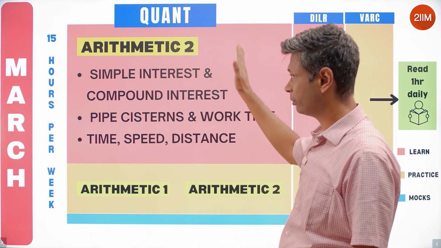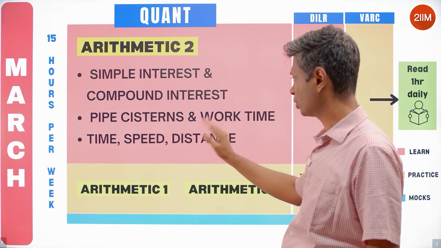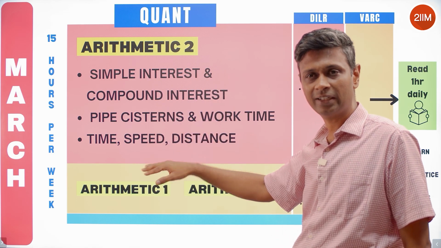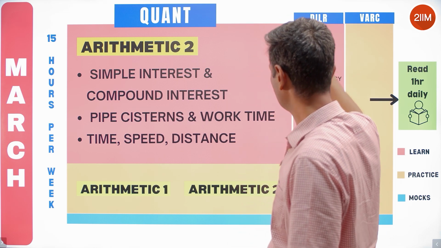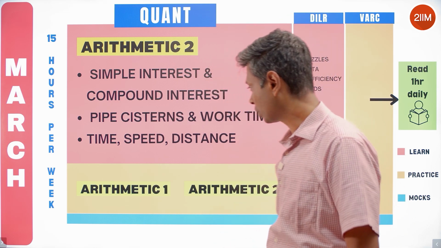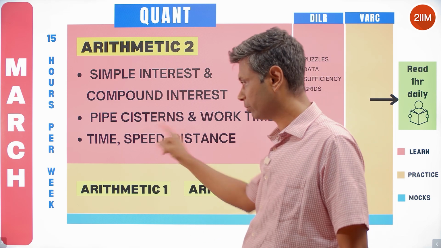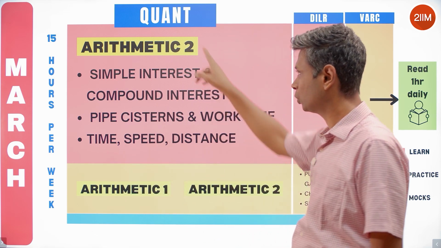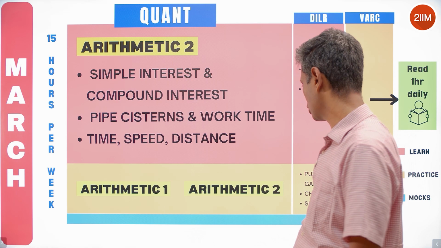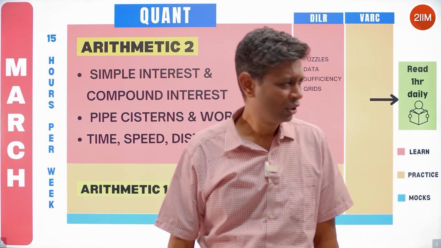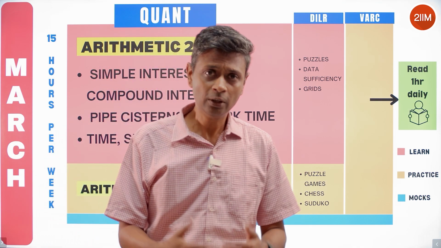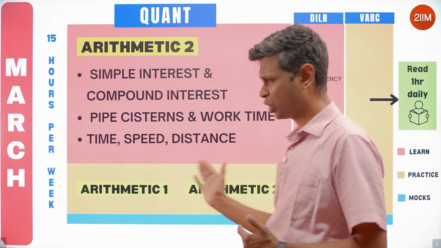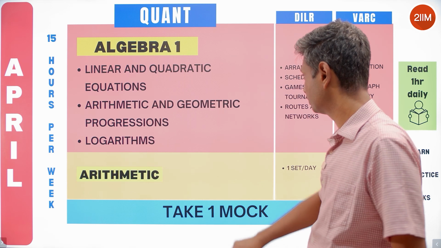Then we go to other arithmetic topics: simple interest, compound interest, pipe systems, work time, time, speed, distance, standard topics again. Increase and go towards the logical reasoning basic part, while also revising and amping up speed in arithmetic 1 and touching arithmetic 2. This is what will happen in March. I think now you've got the hang of it. Now we can get a little bit more up to speed. I'm going to go that much quicker from here on in.